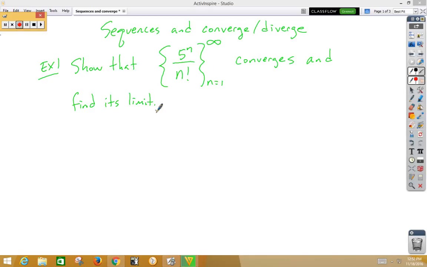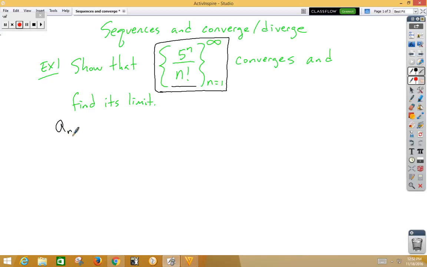This is a sequence. So we've got this sequence that is in brace notation, and our particular textbook, Anton, uses brace notation. So we have the general term, 5 to the n, divided by n factorial, and we want to know, does it converge, or show that it converges, and find its limit. Well, our favorite test for that, our number one test, is the ratio test. So let's go ahead and do the ratio test.